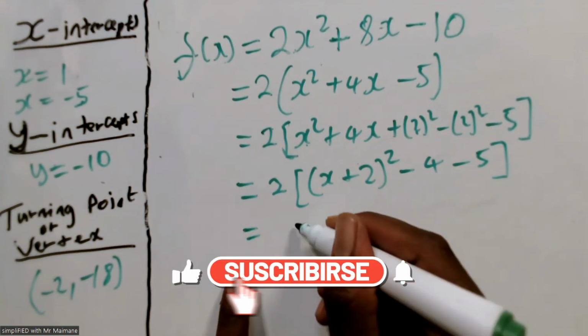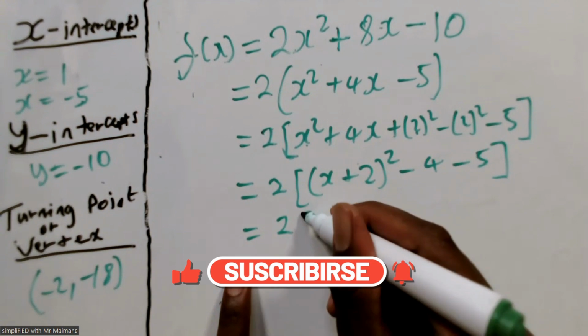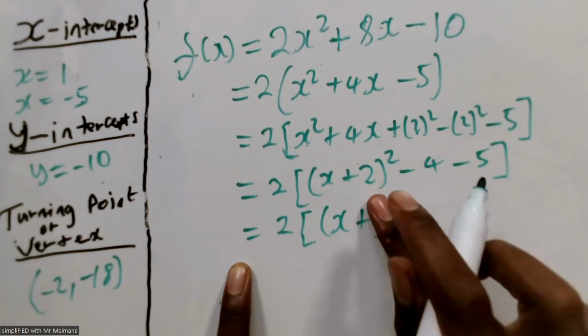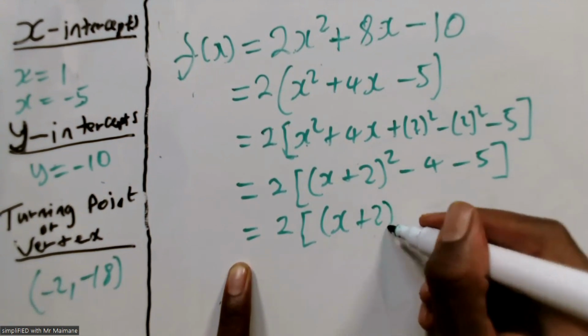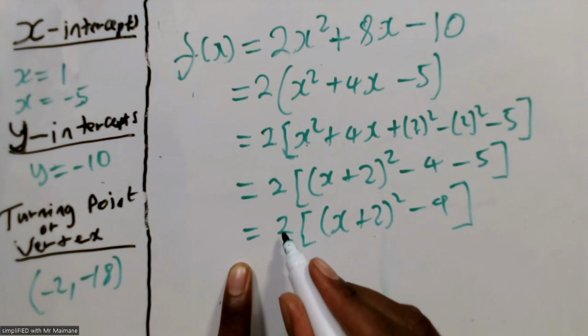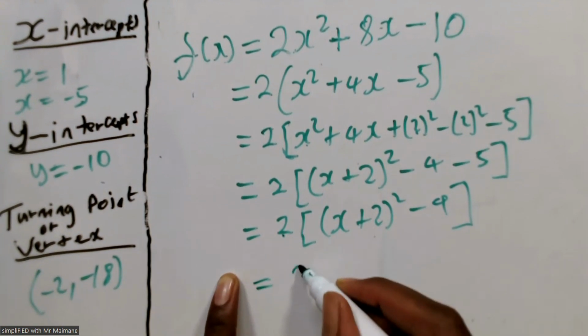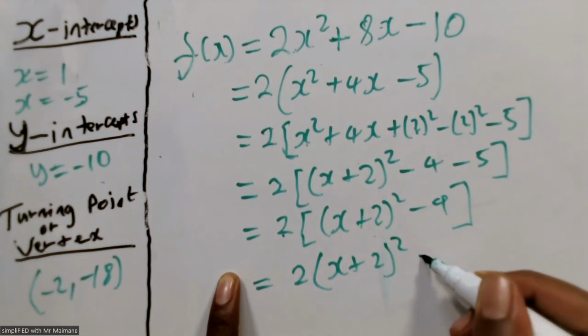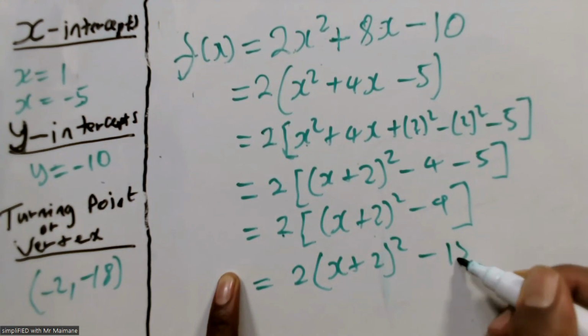Therefore, this is going to be 2 into x plus 2 squared minus 9, like that. And then when I multiply by the 2 inside again, I will have 2 x plus 2 squared minus 18.